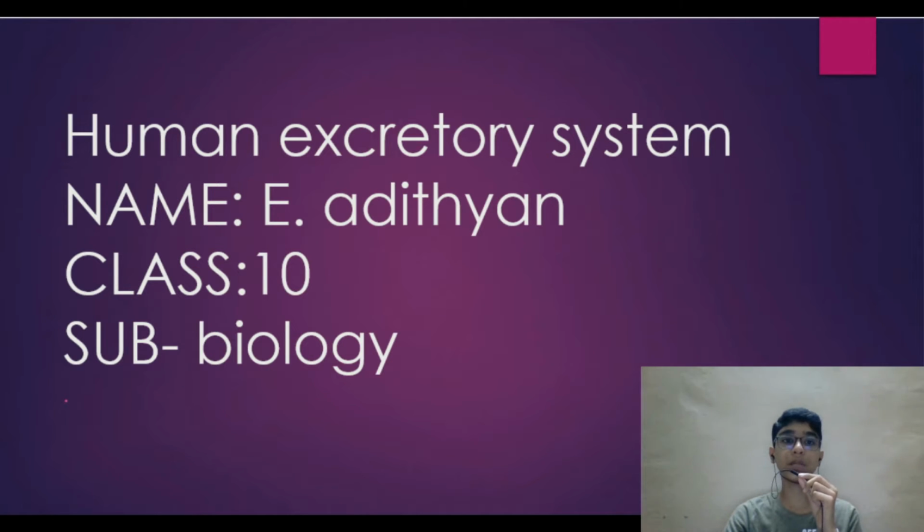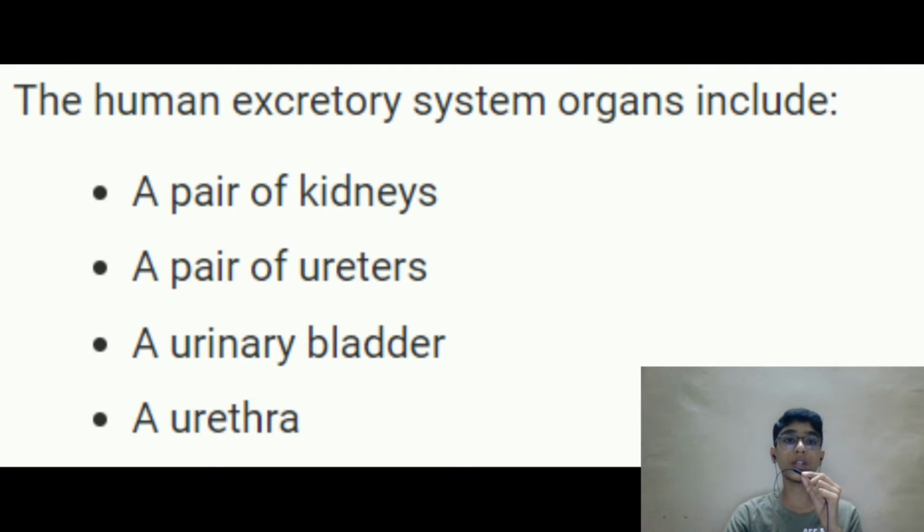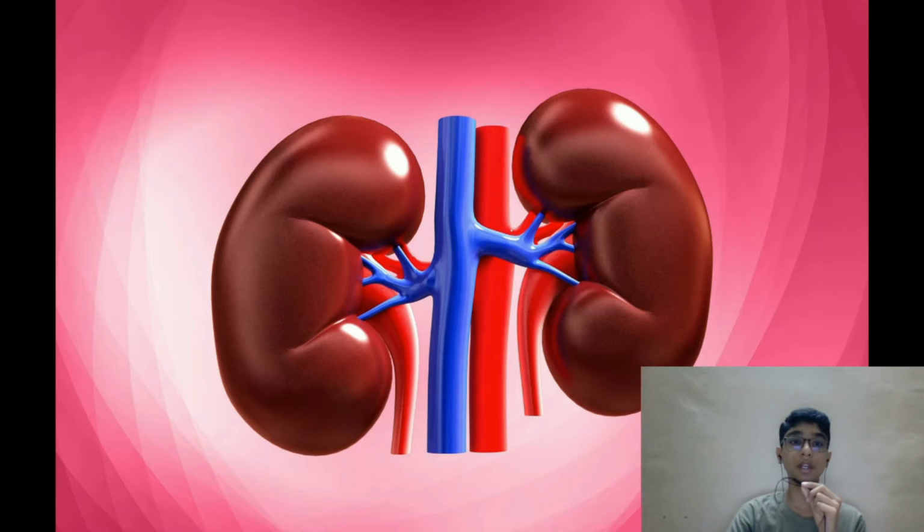Today I am going to be talking about the human excretory system. The human excretory system consists of a pair of kidneys, a pair of ureters, a urinary bladder, and a urethra.